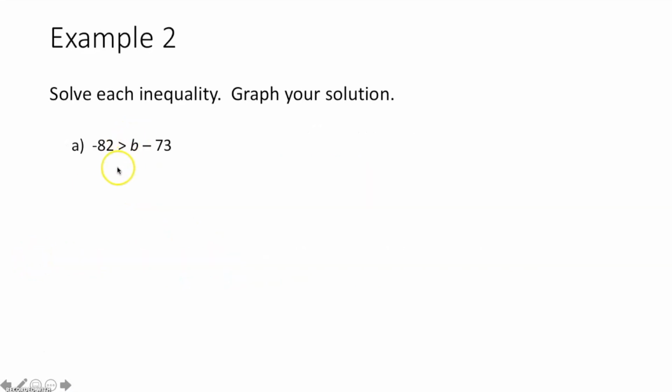Example 2, doing the same thing. This time, we have negative 82 is greater than b minus 73. So we simplify, move, solve. Can we simplify either side? No, this has a b, this doesn't, so we can't.